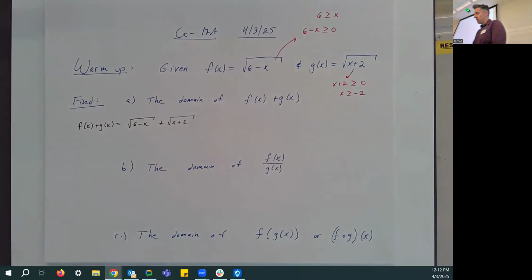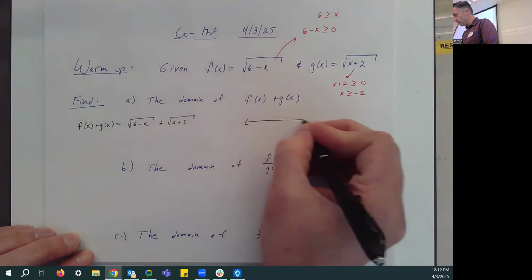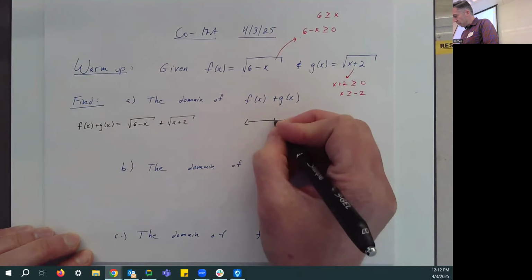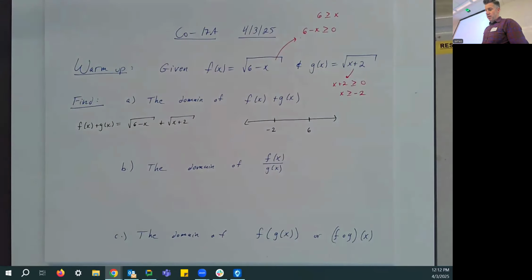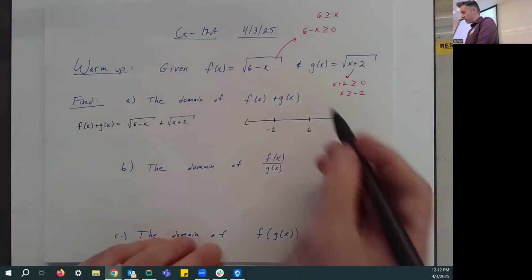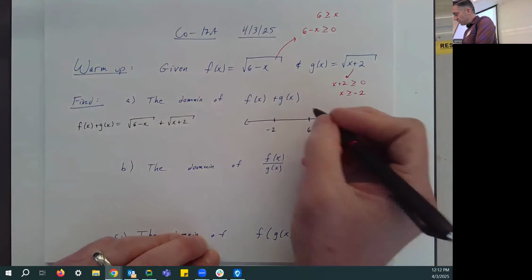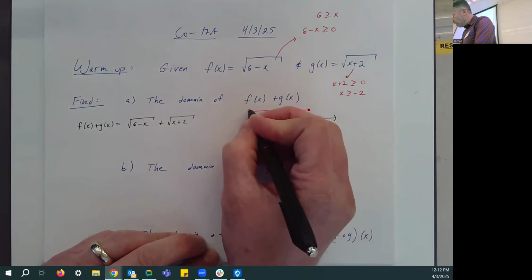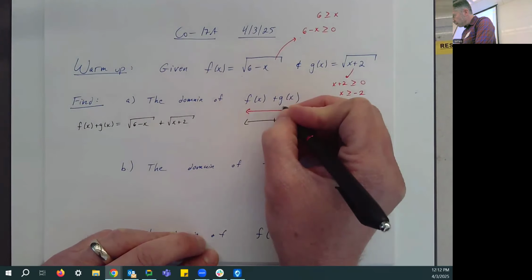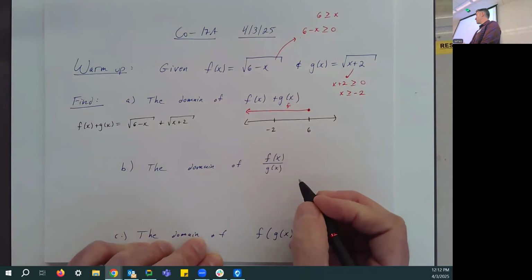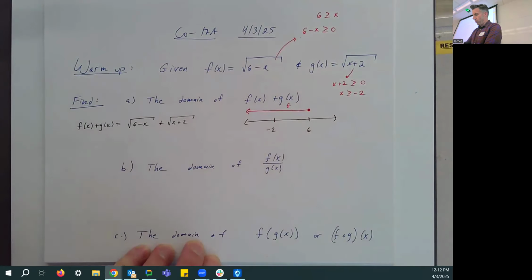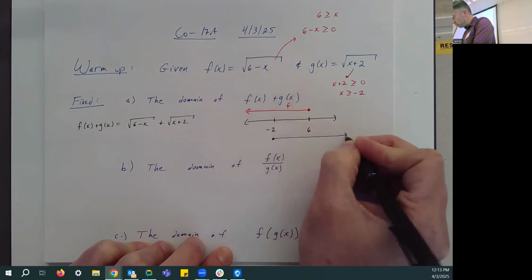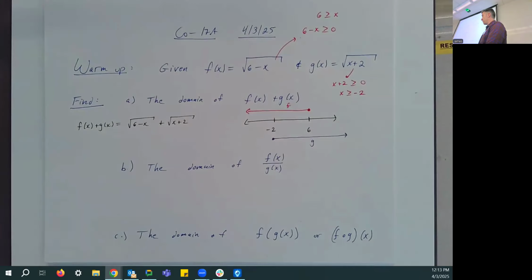Another way to see this is using the number line. We have a +6 and a -2. And in red over here, I should have made these different colors. Oh well, I didn't. So over here in red is the domain of f, everything less than or equal to 6. And over here in purple is the domain of g, everything bigger than or equal to -2.